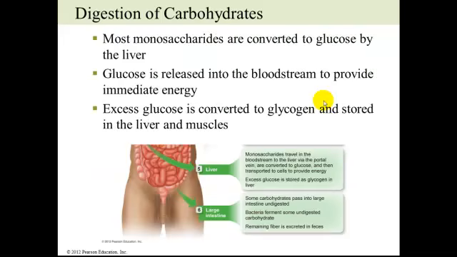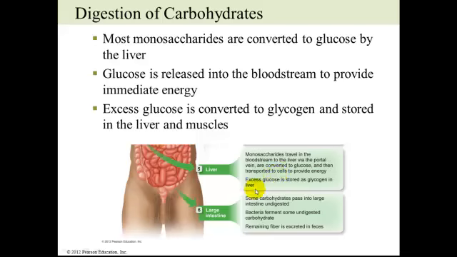Now most of the monosaccharides can be converted to glucose in the liver, so the galactose and fructose make their way to the liver where they're converted to glucose because glucose is what is needed by the cells. Glucose is what is needed by the blood cells, by the brain cells. So the glucose that is released by the liver will travel in the bloodstream. Now, if there's excess glucose, that excess glucose may be converted into glycogen. Glycogen is a stored form of polysaccharide that would be stored in the liver and the muscles.